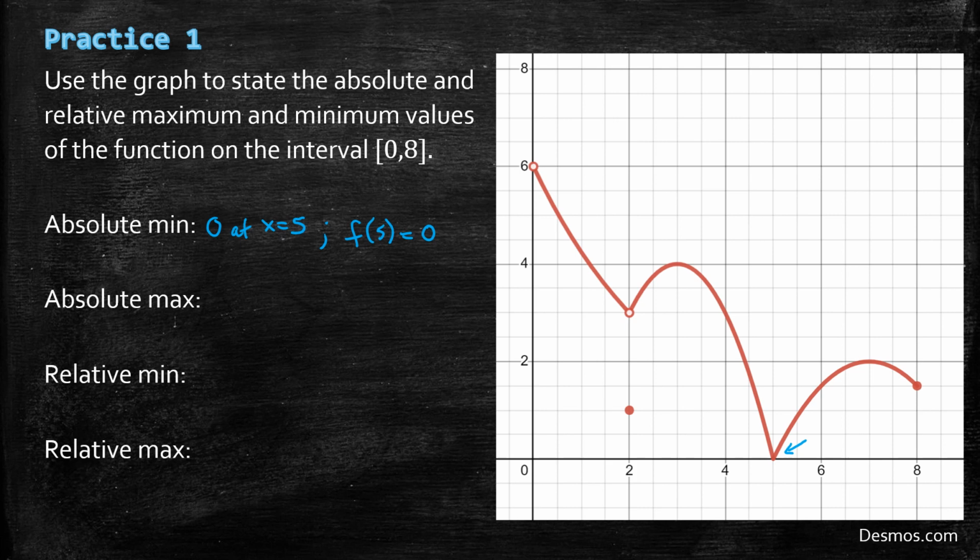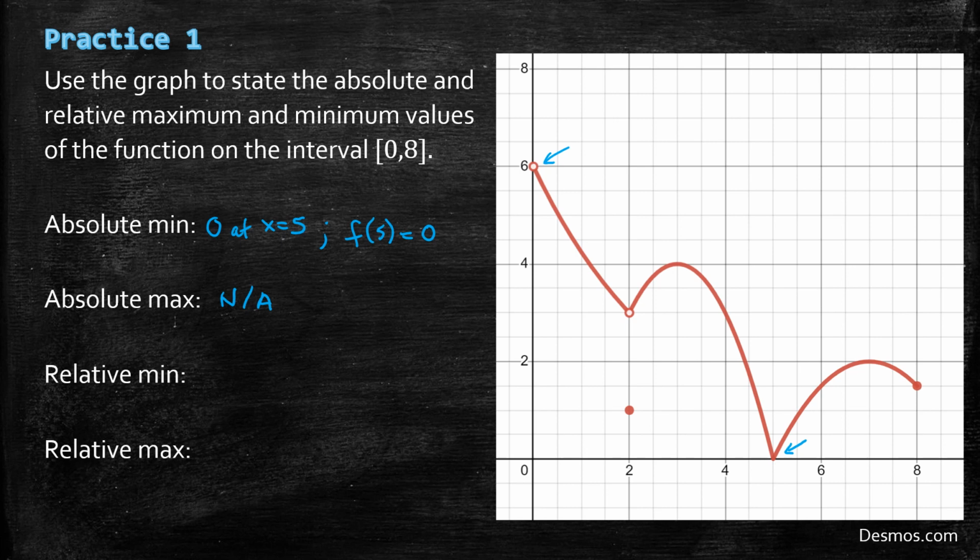Now, the absolute max, let's look up here. It doesn't seem to get any higher than 6. Well, no, it can't be 6 because f is not defined at x equals 0. Maybe 5.99? Well, not really, because I could give you a higher value of y, like 5.999. So there is actually no absolute max of this function because it's not defined at x equals 0.